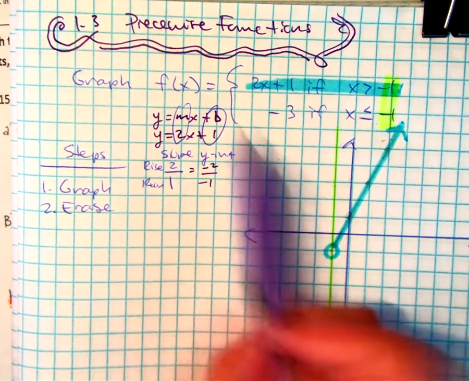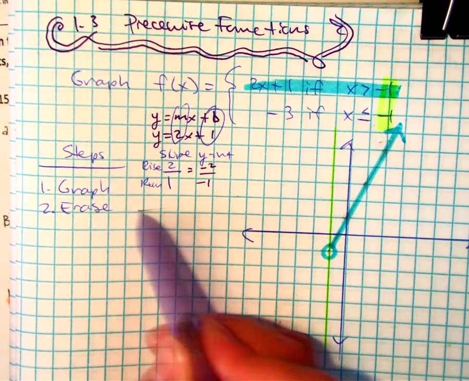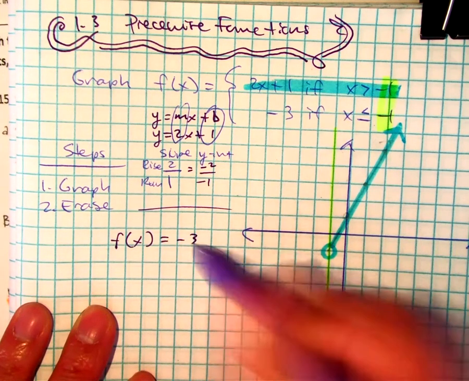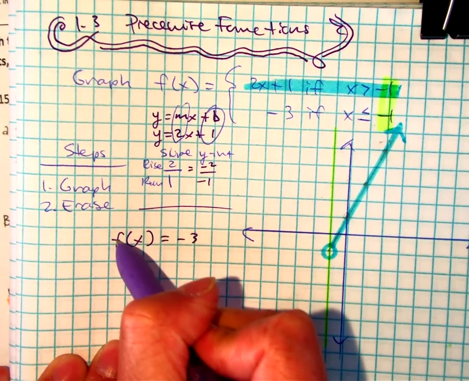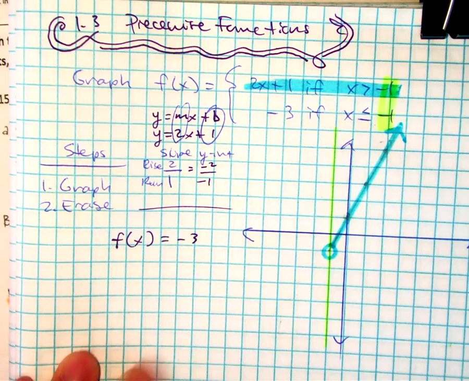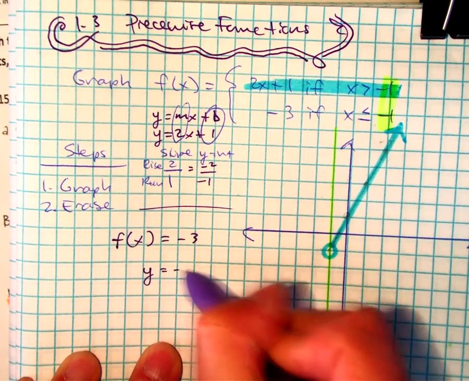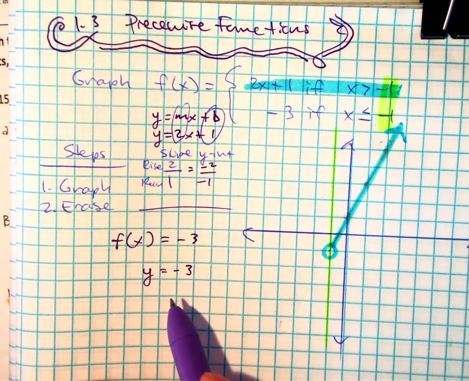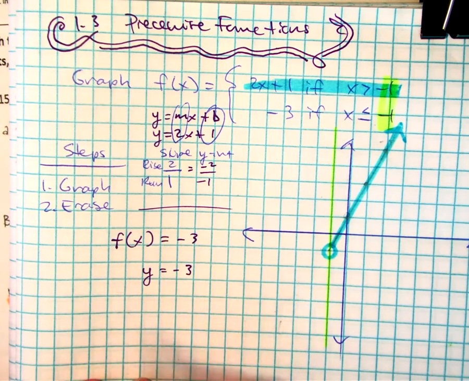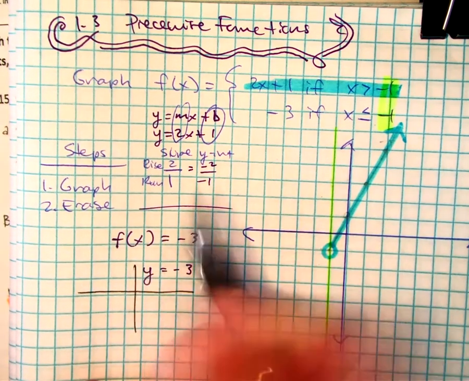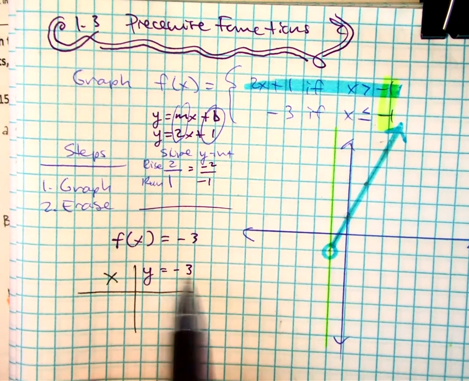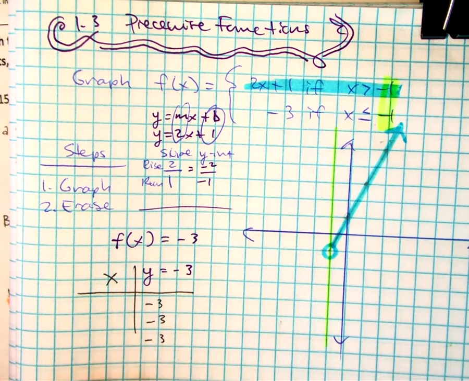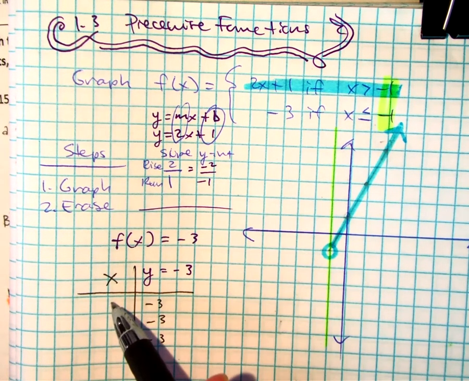Alright, let's graph f of x equals -3. f of x equals -3. What's another way of writing f of x, class? y equals -3. What does this mean? In a table of values, it's telling you all the y values will always be -3. And then you just make up some x values.